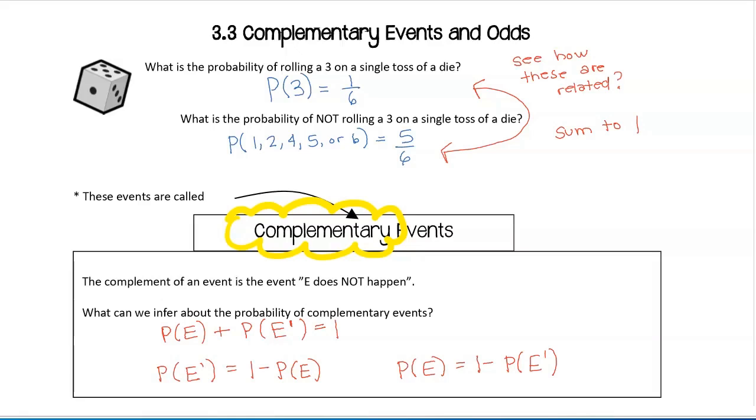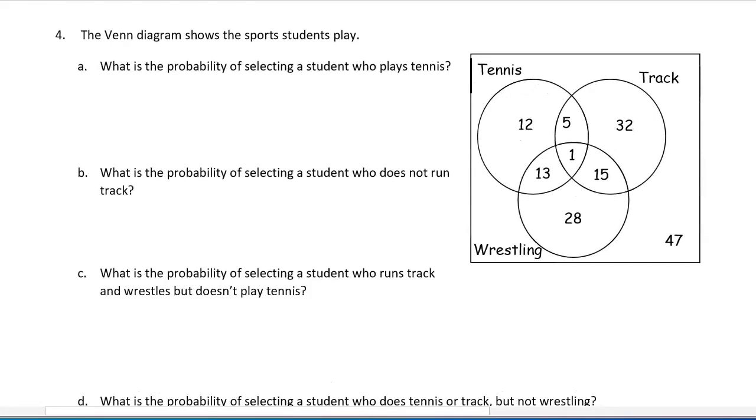In this section, we are talking about complementary events and odds. We are going to continue that conversation and also use this Venn diagram to look at some basic probability too. The following Venn diagram shows the sports students play. So we have tennis, track, wrestling, and this 47 out here is students who don't do any of those three. It doesn't mean they don't do sports, it just means they're not doing tennis, track, or wrestling.